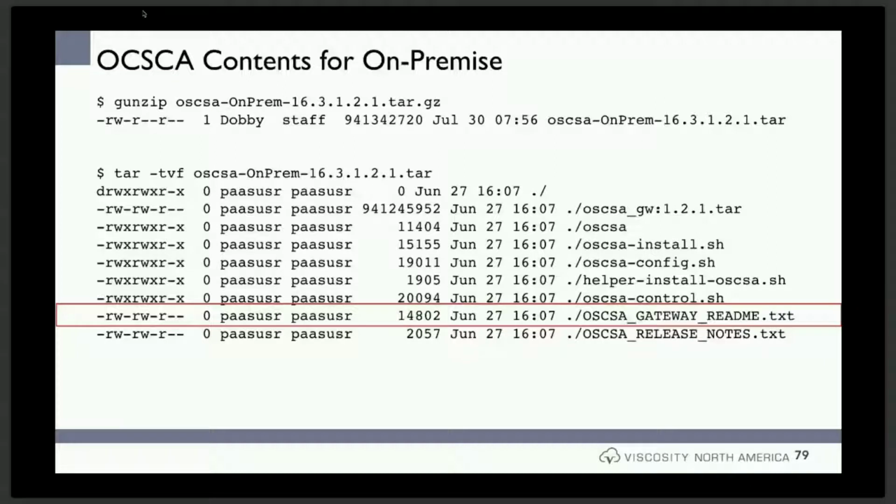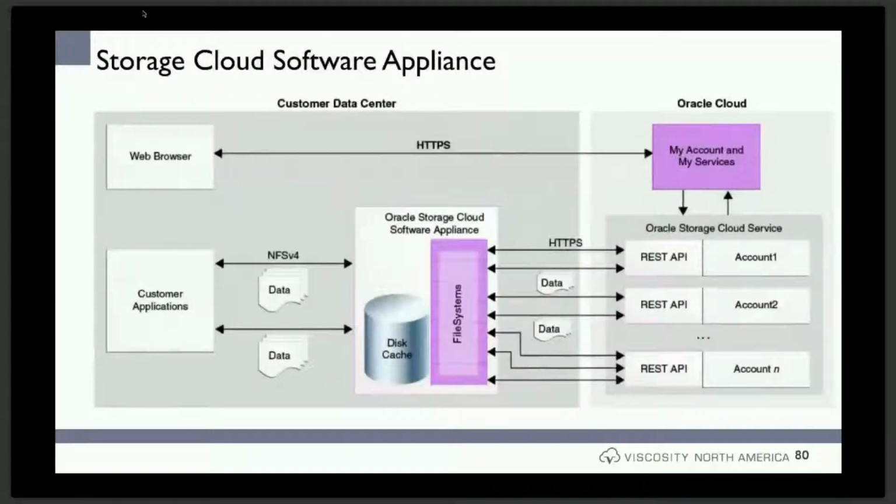Once you download the file, you gunzip it and extract the tar file. There's a Readme file that will walk you through step by step on how to do this. From a general architecture perspective, I simply take a file system that I created on my Linux file system, create it as an NFS share, and mount that on any server via NFS4, and everything that gets copied to that NFS share will get replicated to Oracle's storage cloud via HTTPS.